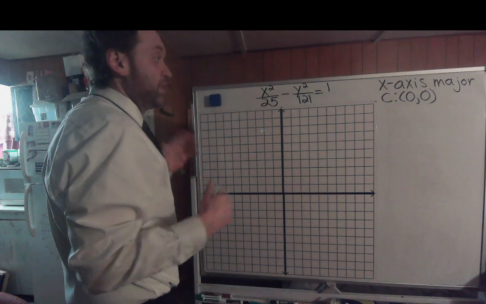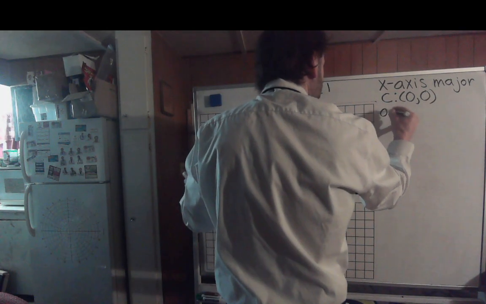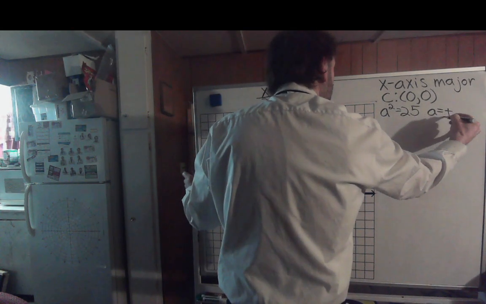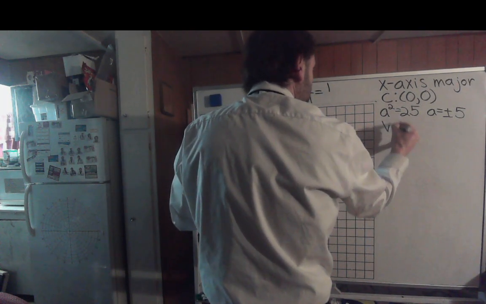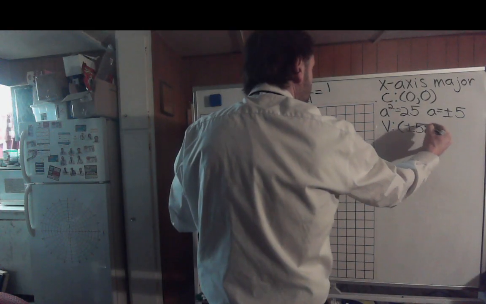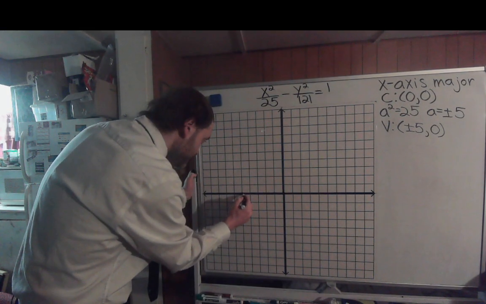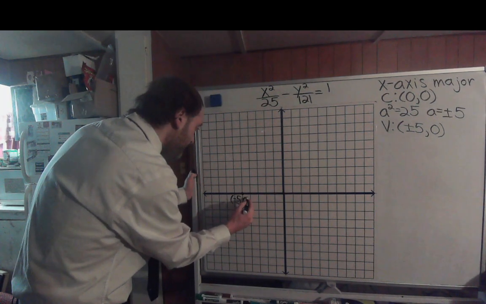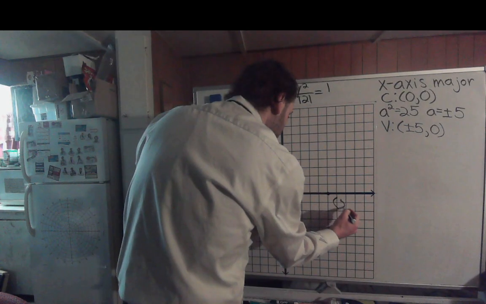Next thing we need to do, find the vertices. So that means a squared equals 25, so a equals plus and minus 5. So that means that your vertices, since the x-axis is the major axis, would be plus and minus 5, 0. So we can plot our vertices. Here is negative 5, 0. Here is positive 5, 0.